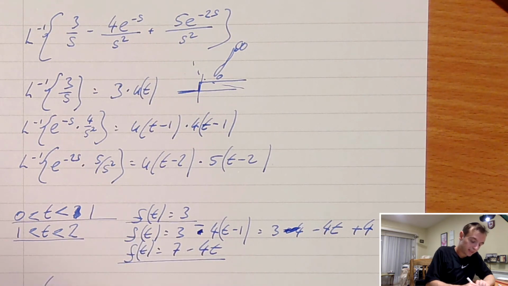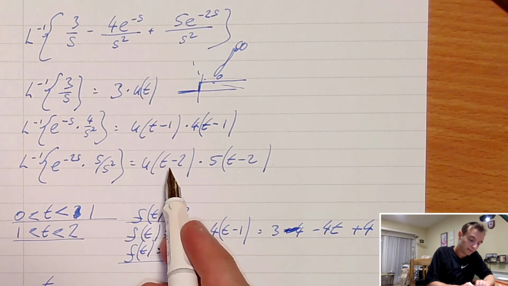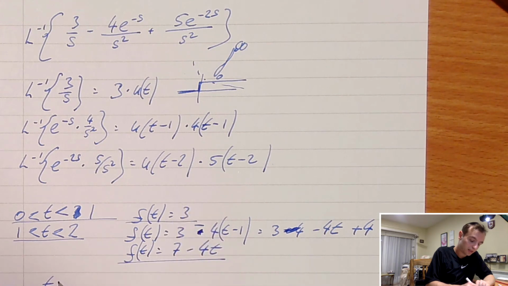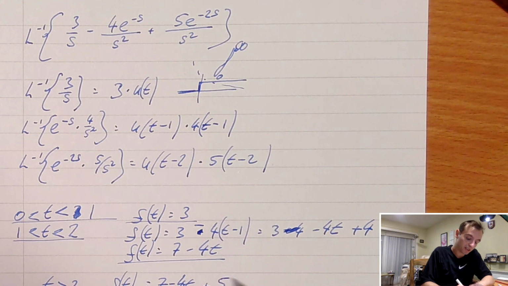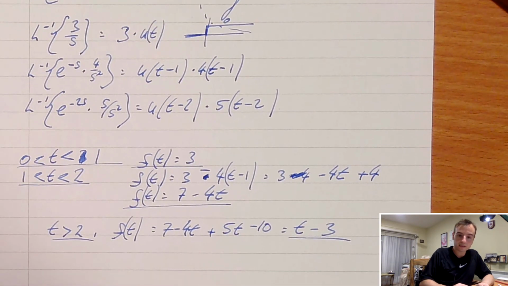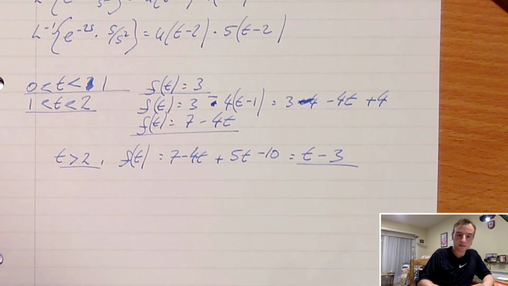And now let's consider when t gets to 2. So when t is greater than 2, we now have f of t is going to be everything that came before, which is 7 minus 4t. And we're going to add that to the function that turns on when t equals 2, which is just going to be 5t minus 10. So 7 minus 4t plus 5t minus 10 is going to be t minus 3. Okay? So if we were to do... Oh, sorry. Couldn't see that, could you? Sorry. Not looking at the screen.